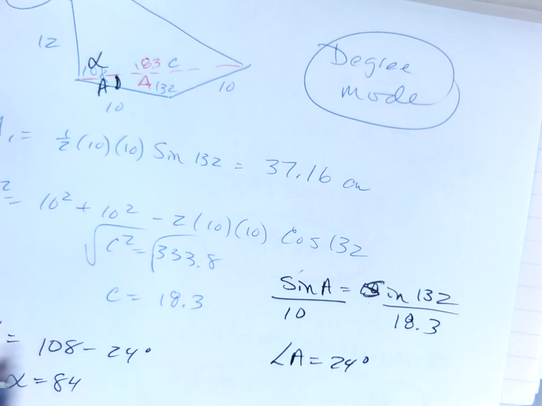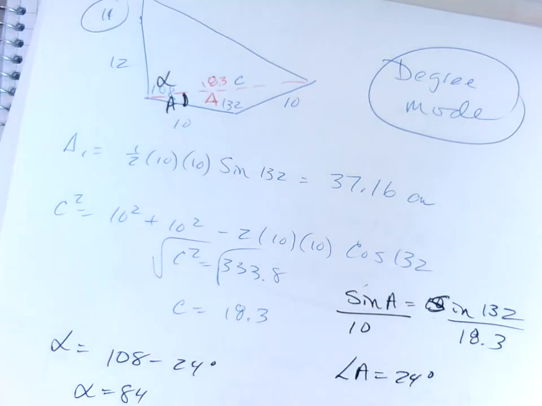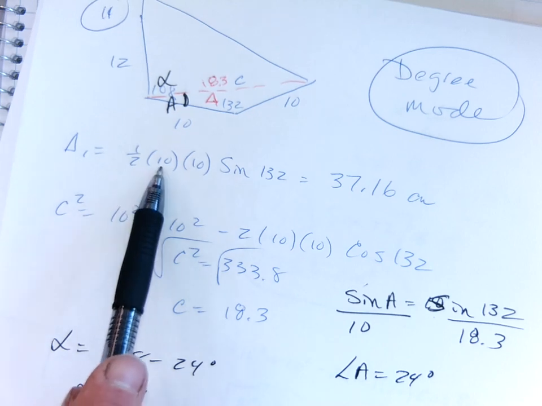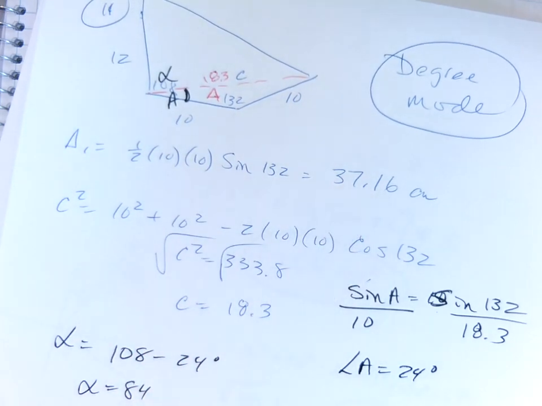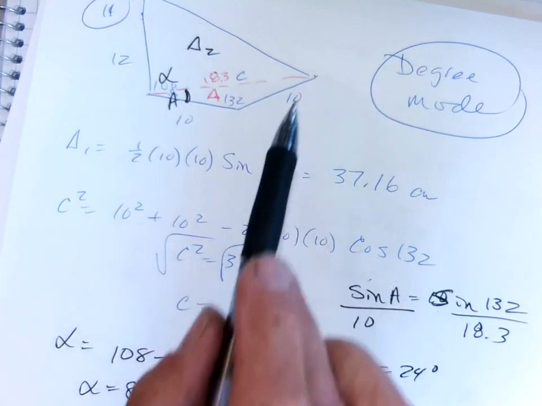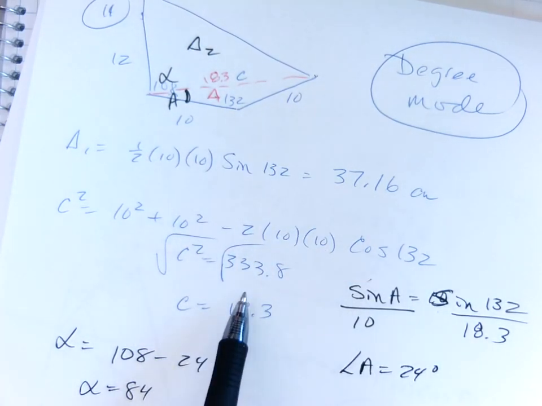Almost done. The biggie. So I divided the triangle into 2 parts. Triangle 1, 1/2, 10 times 10, sine of 132. I got an area of 37.16, okay? Now triangle 2 takes a little bit more work. So first I had to find this diagonal. I used the law of cosines to get the diagonal.